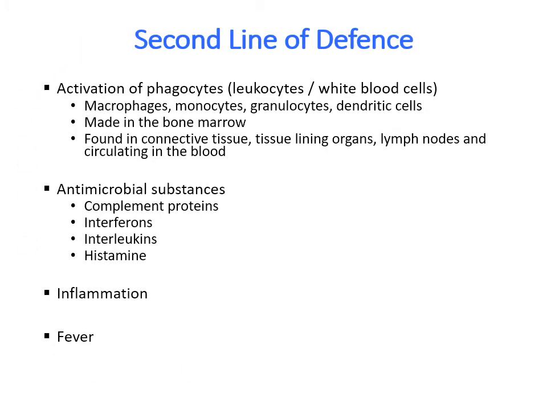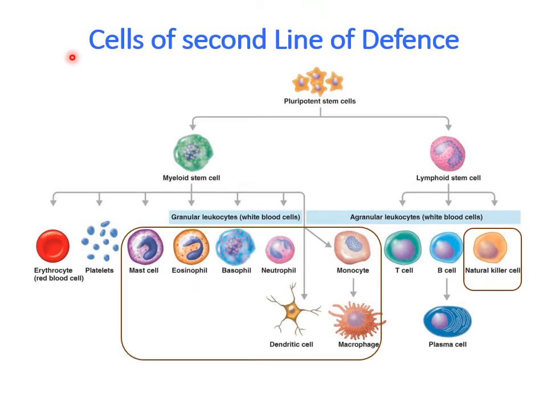If the pathogens survive the first line of defense, then they will meet with the second line of defense, which comprises the phagocytes, the inflammation process, the systemic inflammation process, which is the fever, and antimicrobial substances produced by various cells. This diagram here shows the various types of blood cells present in the body. Granular leukocytes consist of mast cells, eosinophils, basophils, and neutrophils, and agranular leukocytes include the dendritic cells, monocytes, macrophages, and the natural killer cells. All these cells play a role in the second line of defense.